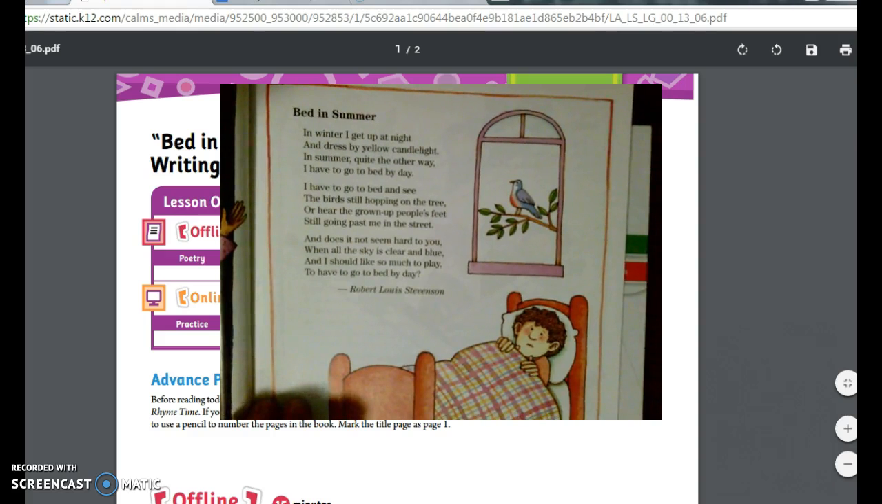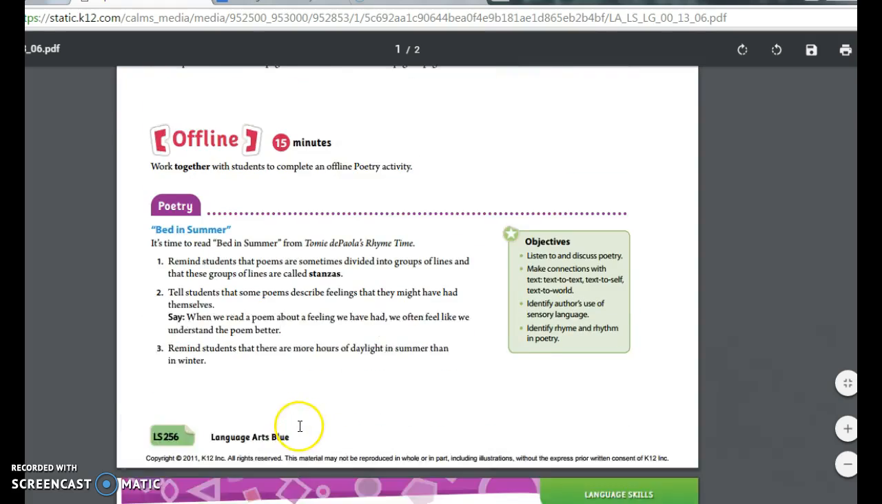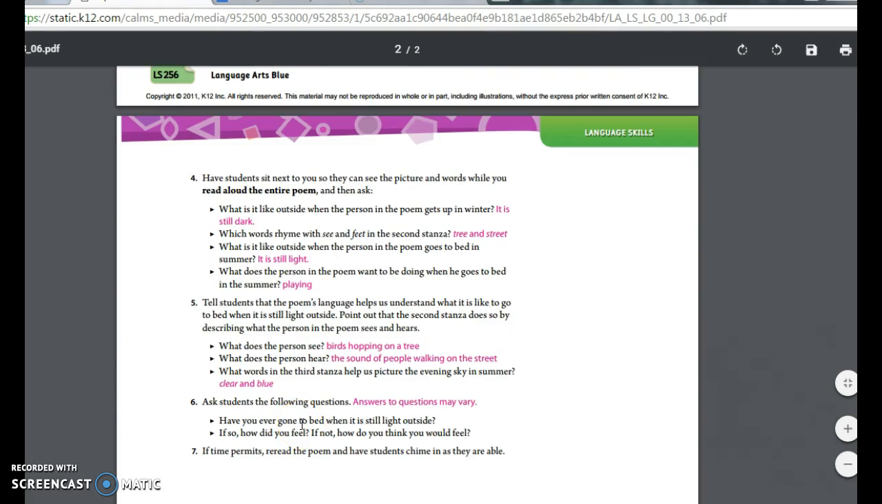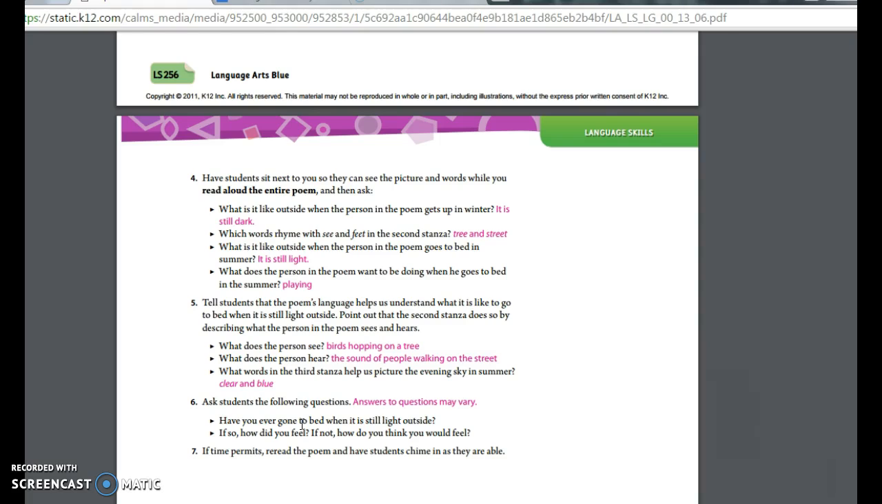Learning coaches, please use the questions listed on page 257 of your learning guide to guide your conversation with your student about this poem. Number 4 has all of the questions listed, and in red are the acceptable answers that your student may give. If you want to extend this activity and your student enjoyed the poem, this will be a great journal topic. You could write how going to bed in the winter might be different, or what sounds you would hear going to bed in the winter. You could even write your own poem or your own story and call it Bed in Winter.